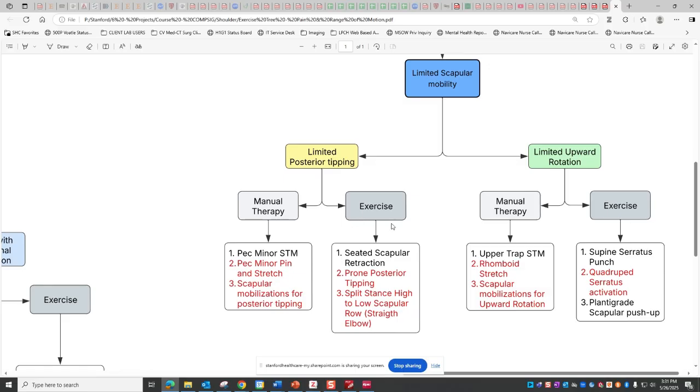Upper rotation, you're going to be working on your upper trap STM, and then your rhomboid stretch, all along with scapular mobilization of upper rotation. And then the supine serratus punch, serratus anterior activation exercises, and plantigrade scapular push-ups would also be indicated.